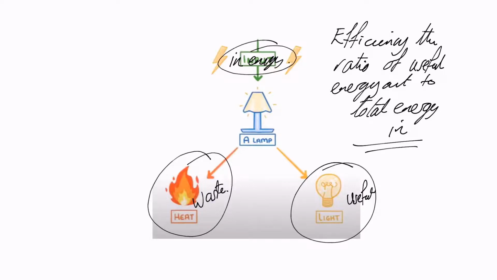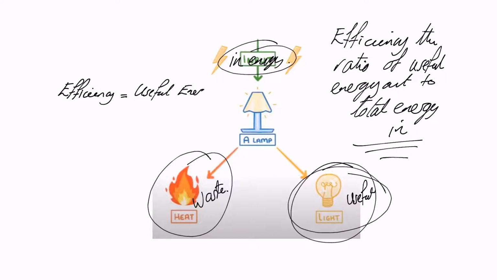So if I write this as a ratio, as you know from maths, a ratio is where you divide one number by the other. So the efficiency is equal to the useful energy out divided by the total energy that you put into the system. So you always end up with waste energy.